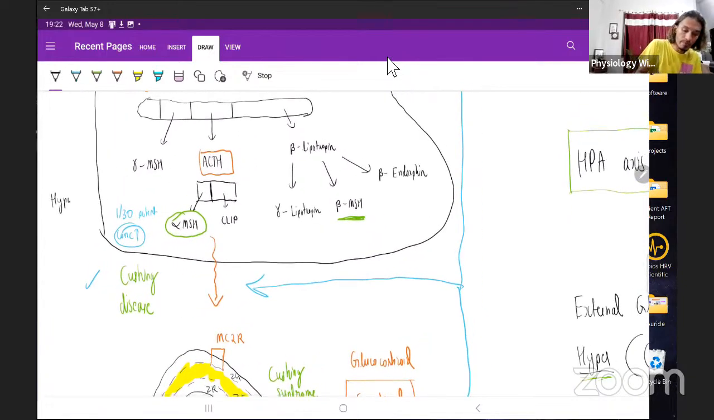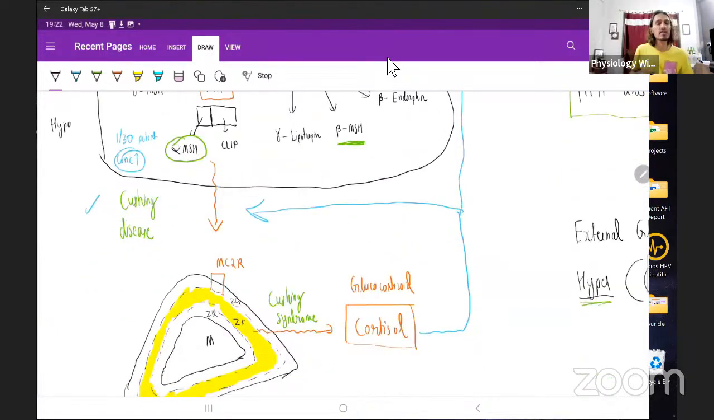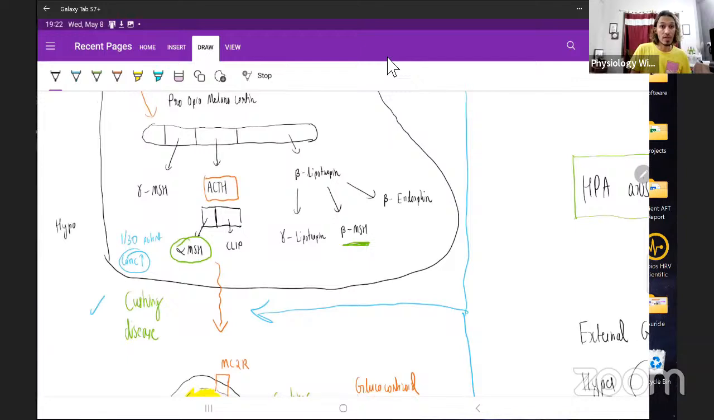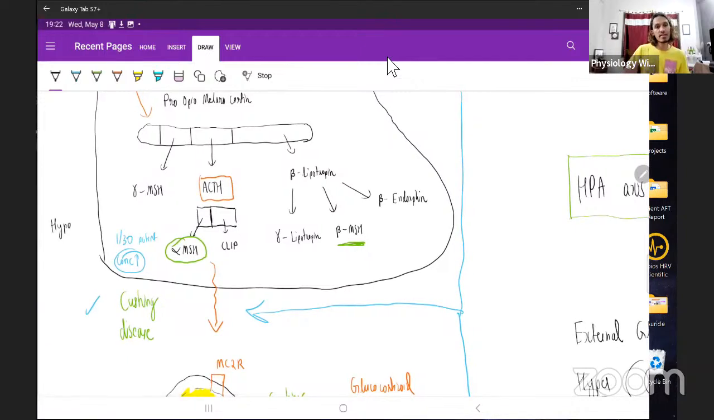hypo. Hypo as in cortisol is not there. So when cortisol is not there, then this negative feedback is not happening. So what is the body's response? It increases CRH, it increases ACTH. Okay, so ACTH is increased in any sort of hypoadrenalism. One example of that is your Addison disease.